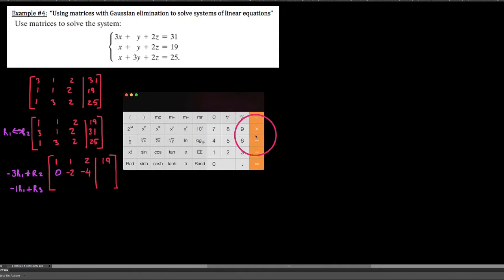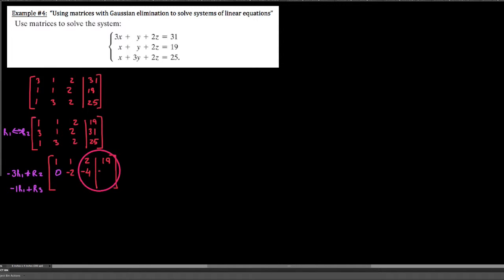And then back to our calculator, we say -3 times 19, so negative 3 times 19, enter. And then we're going to add that to the 31 that was in the second row. So plus 31. Actually, it was -57, sorry. -57 plus 31. We get a -26. So a -26 here. So this is after carrying out this task onto row 2.